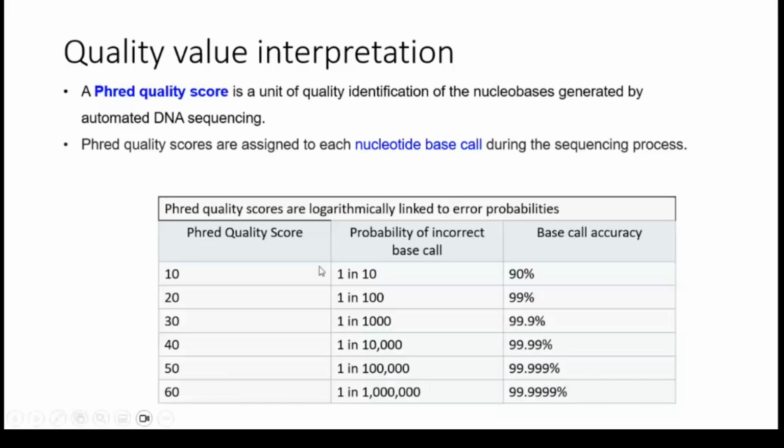So how are the Phred quality scores interpreted here? If the Phred quality score is 10, then there is a probability of an incorrect base call of 1 in 10, like 90% accuracy and 10% inaccuracy. If the Phred quality score of that particular base position is 20, it means it is 99% accurate. 30 is 99.9%, and for 40 it is 99.99%.